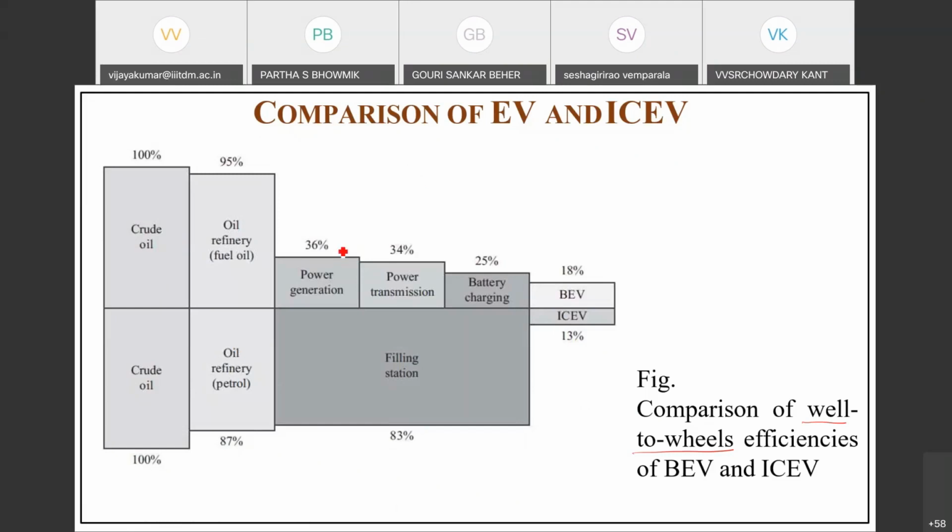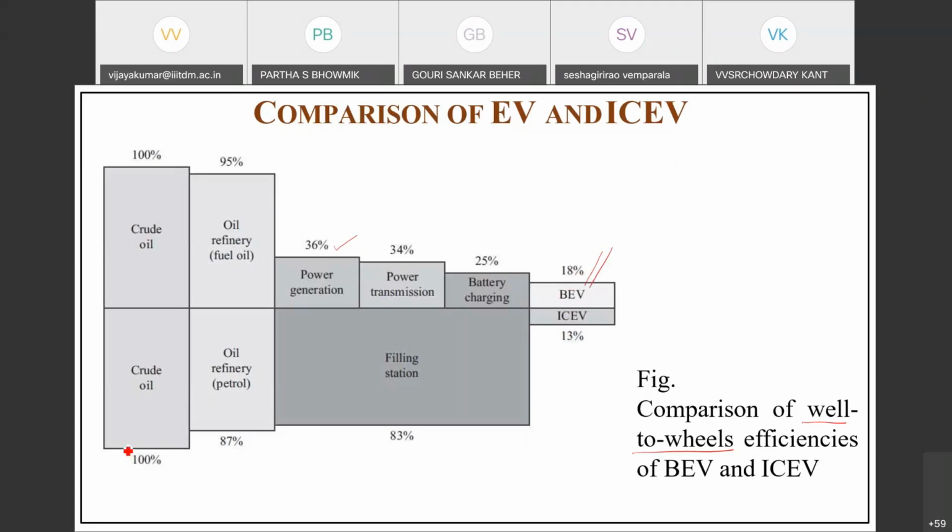The power generation will get only 36% output. Then transmission again 34%, battery charging 25%. On the electric vehicle you are getting 18%, right? So on the wheel you are getting the 18%.